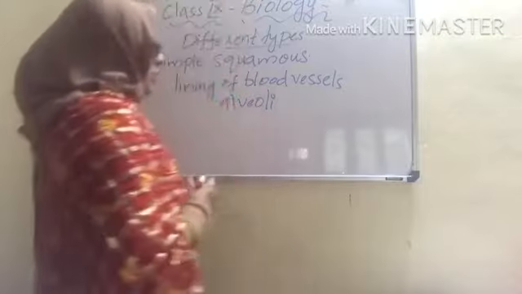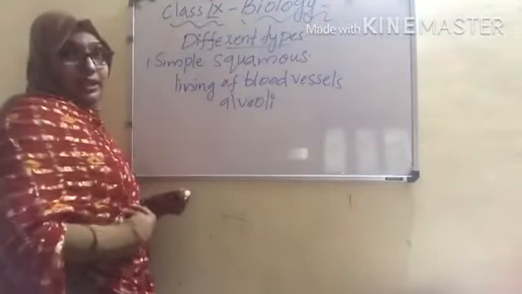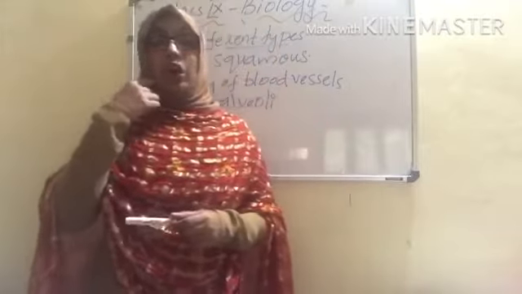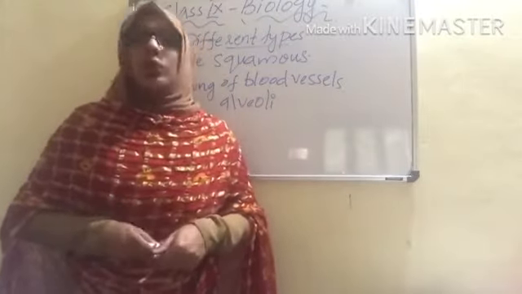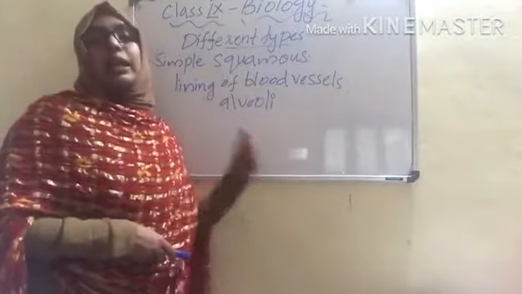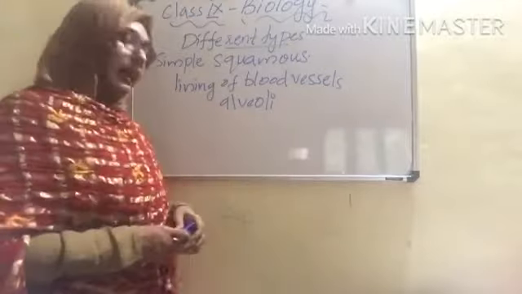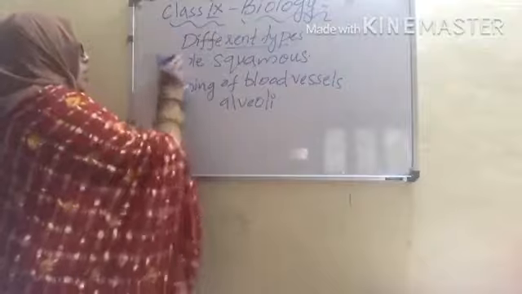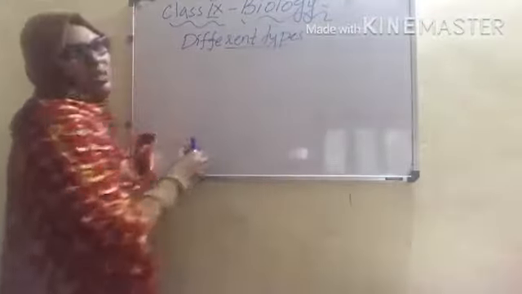Okay, and also they are seen in the esophagus, and also in the lining of the mouth. So these are the examples for simple squamous epithelium: lining of blood vessels, alveoli, esophagus, lining of mouth. Okay. So I am rubbing it off and explaining, since my board, you can see, is of short size.